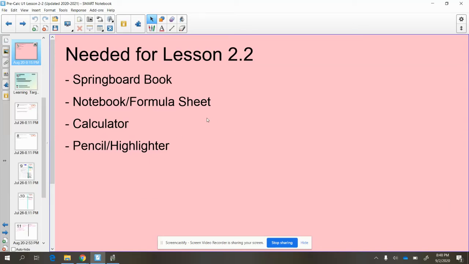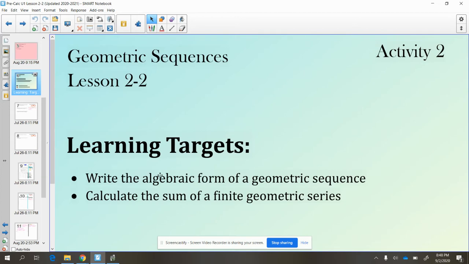All right, for today's lesson, we are continuing on with geometric sequences and series. And today we're going to start talking about the series aspect of these geometric formulas. So if you see here, we are going to eventually be able to calculate partial sums for our geometric series.